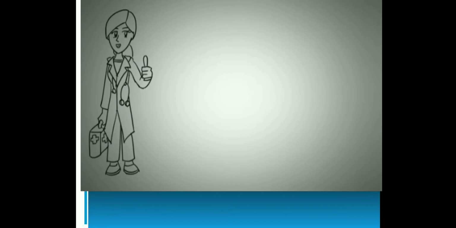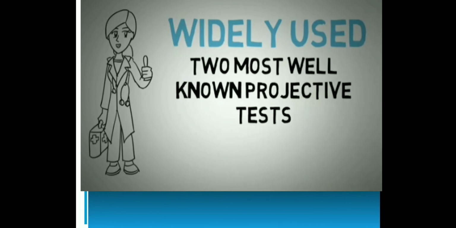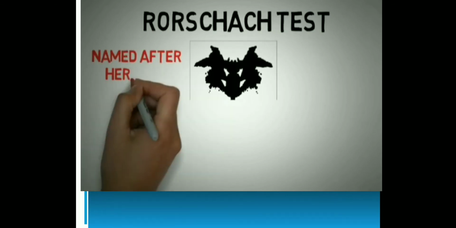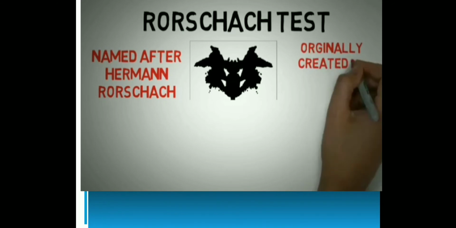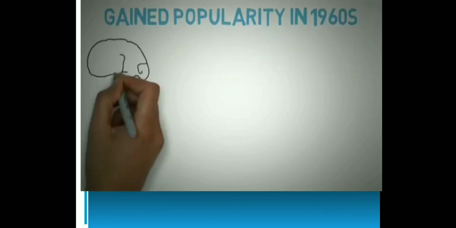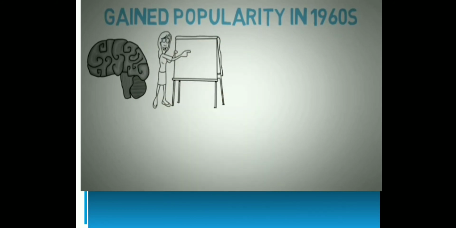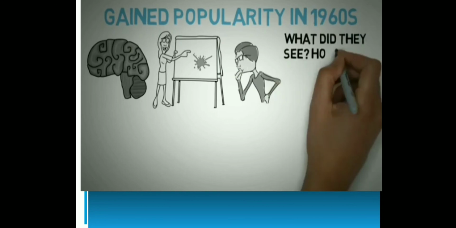Now, students, to understand more, you will see that Rorschach inkblot tests are most widely used along with TAT. Now, let us understand the Rorschach test. These are known as inkblot tests, and the developer was Hermann Rorschach, right? Originally, it was created to diagnose schizophrenia, but after that, it gained popularity in the 1960s. They tried to unveil what is inside our brain and how we interpret any drawing. So, interpretation can be different for every individual.